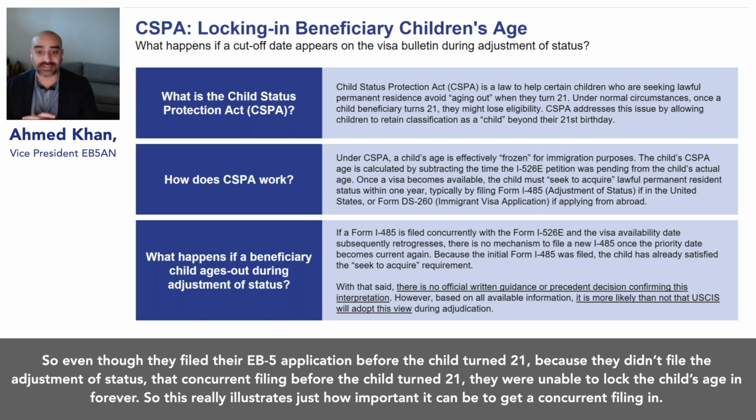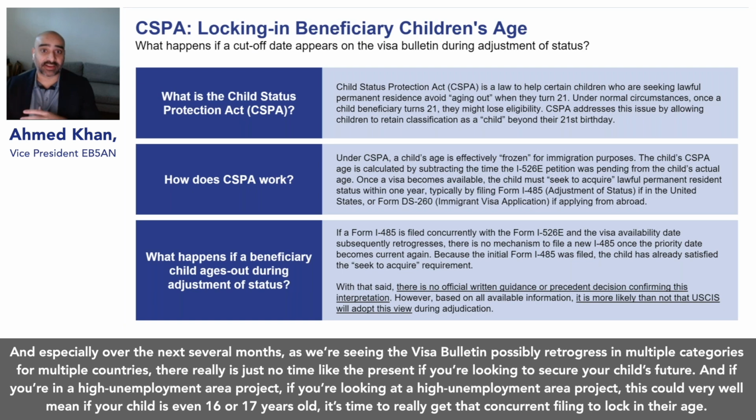So this really illustrates just how important it can be to get a concurrent filing in. And especially over the next several months, as we're seeing the visa bulletin possibly retrogress in multiple categories for multiple countries, there really is just no time like the present if you're looking to secure your child's future. And if you're looking at a high unemployment area project, this could very well mean, if your child is even like 16 or 17 years old, it's time to really get that concurrent filing and to lock in their age.